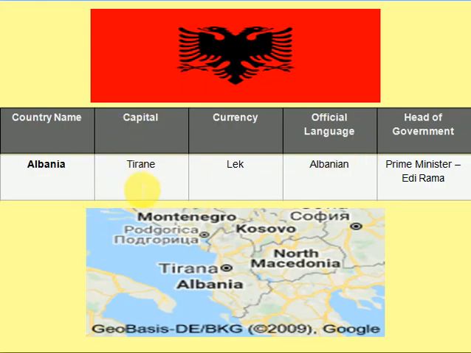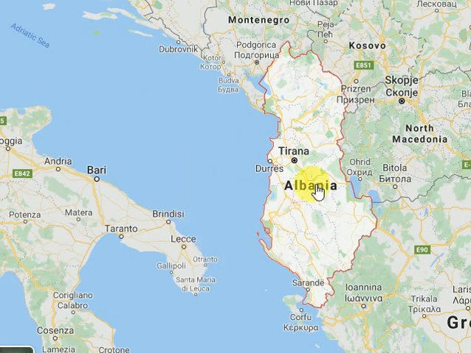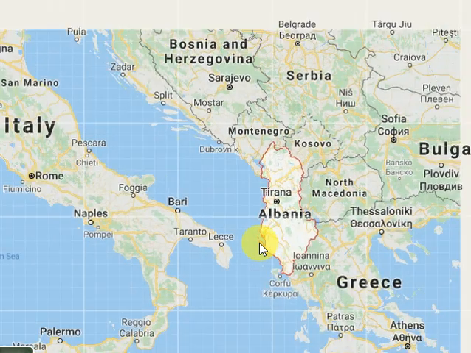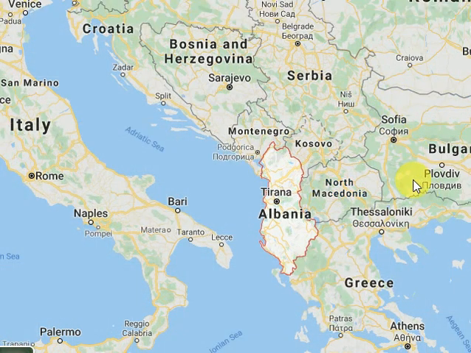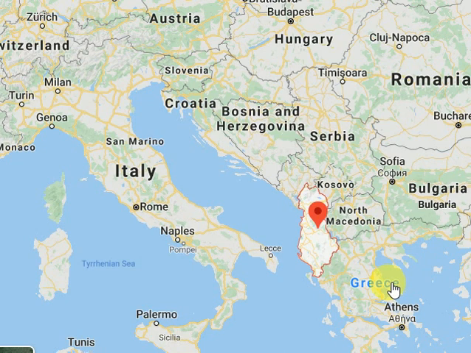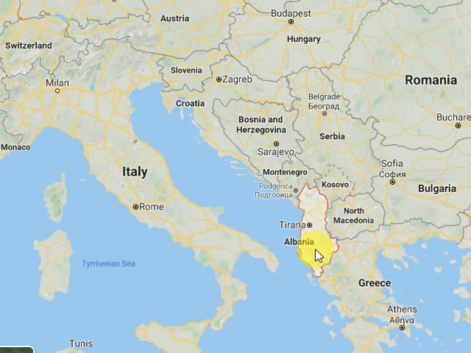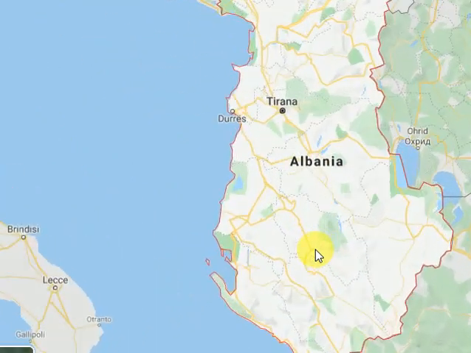Again, the country name Albania, official language Albanian, and Prime Minister is Edi Rama. This is the location on the map. Here you can see the geographical location of the country Albania. Watch the map carefully. On the other sides you have Algeria, on the north you have Italy and different other countries, and Greece. On the south you have Athens, home of the Olympic Games. So this is your Albania. You can have a clear look of the country.